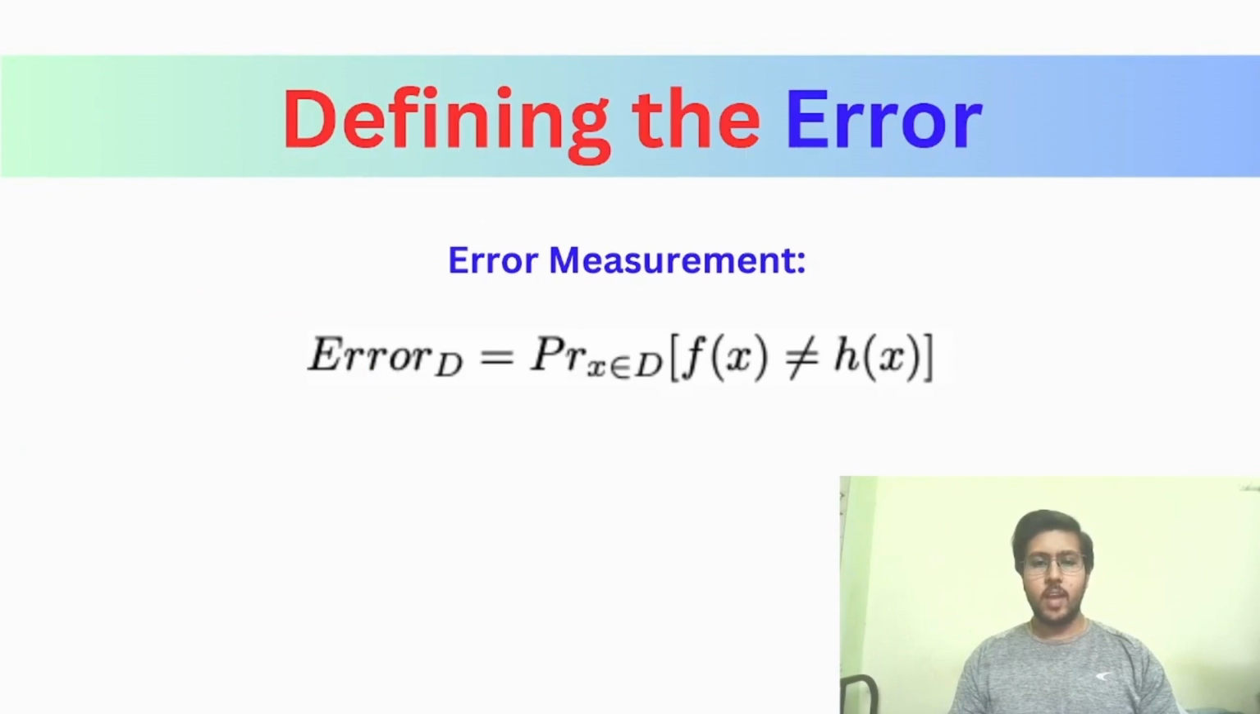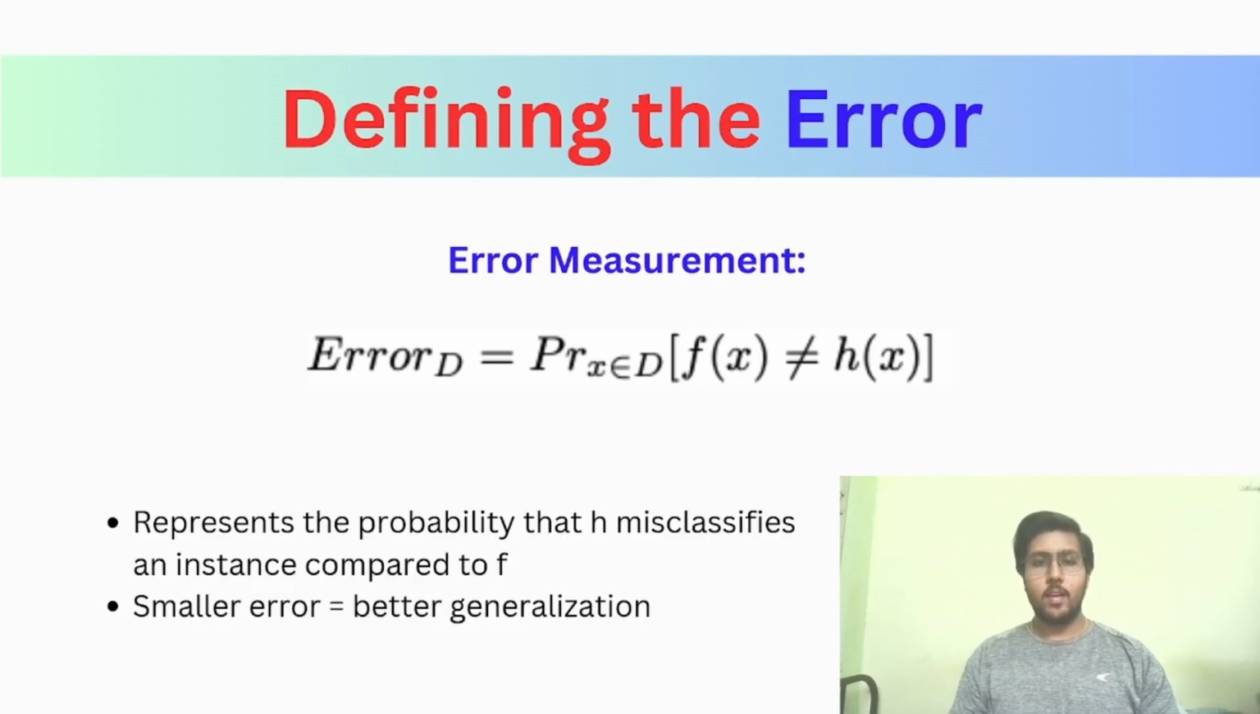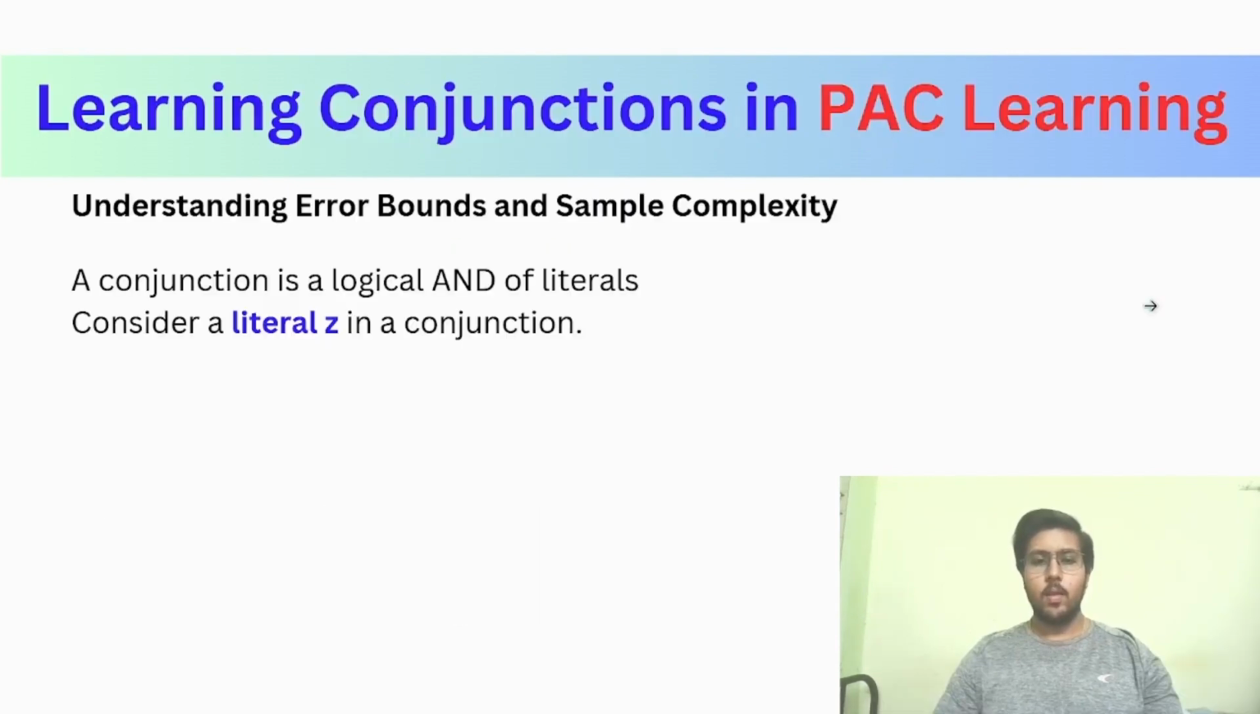In PAC learning, we measure error as the probability that a hypothesis misclassifies an example compared to the true function. A lower error means better generalization. Our goal is to minimize this error while ensuring that the hypothesis remains computationally feasible. A common example in PAC learning is learning conjunctions, where the target function consists of logical AND operations. Consider a scenario where a conjunction includes a literal Z. If this literal appears in our hypothesis but not in the actual target function, it may lead to errors. The challenge is to balance accuracy while avoiding unnecessary complexity in the hypothesis.